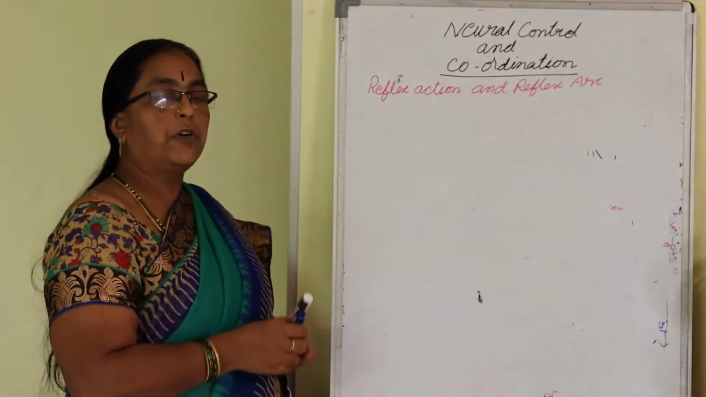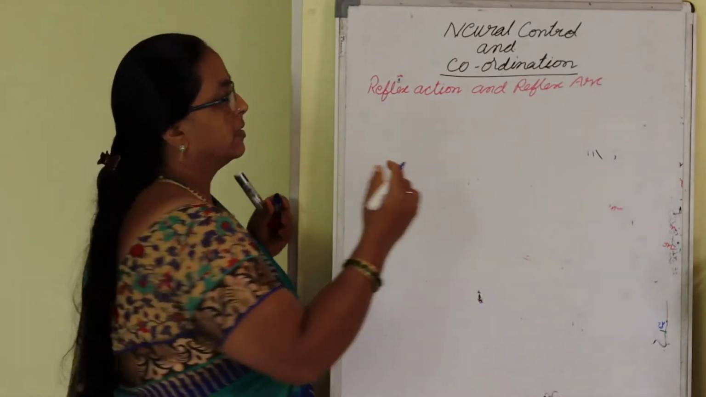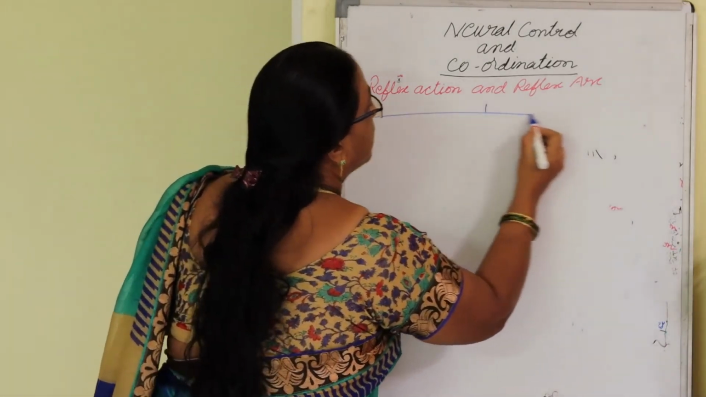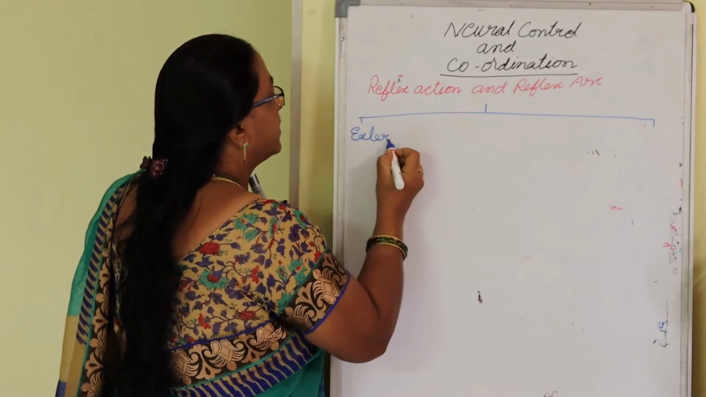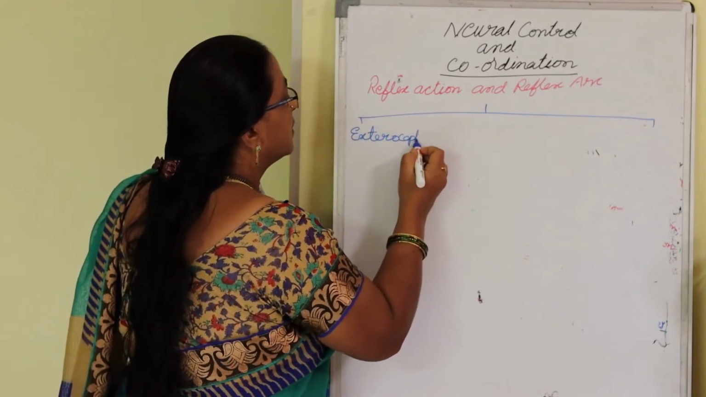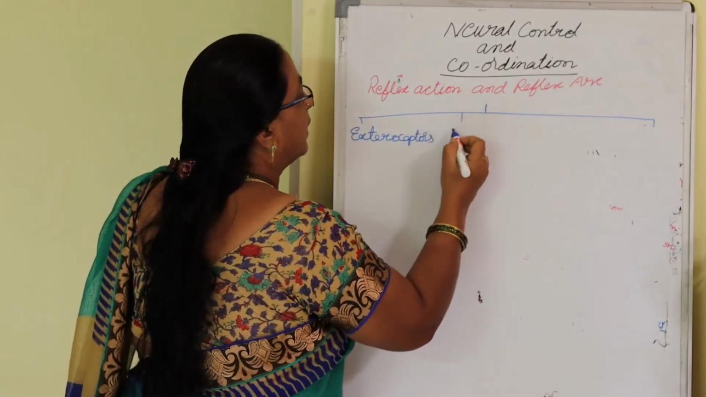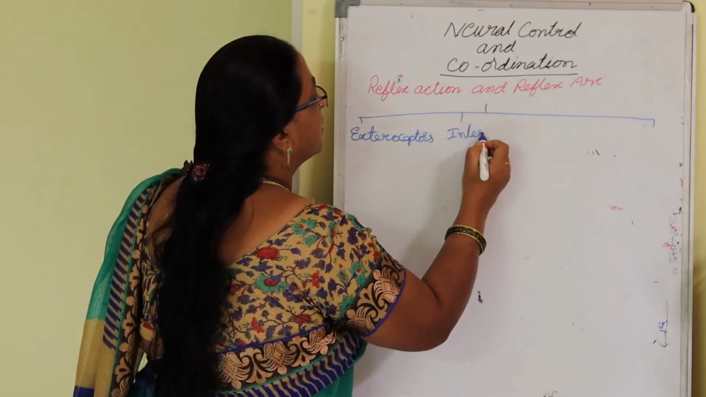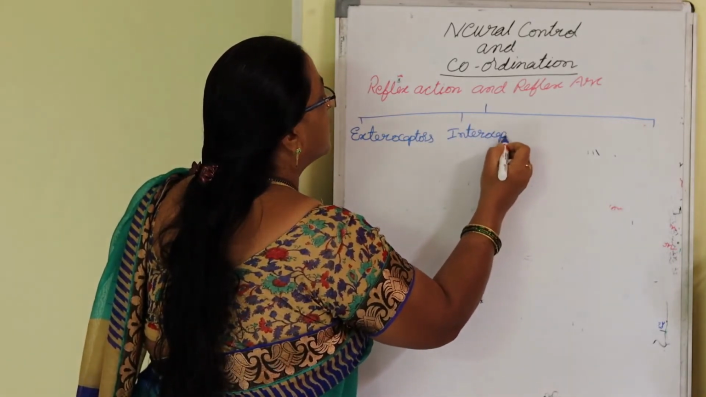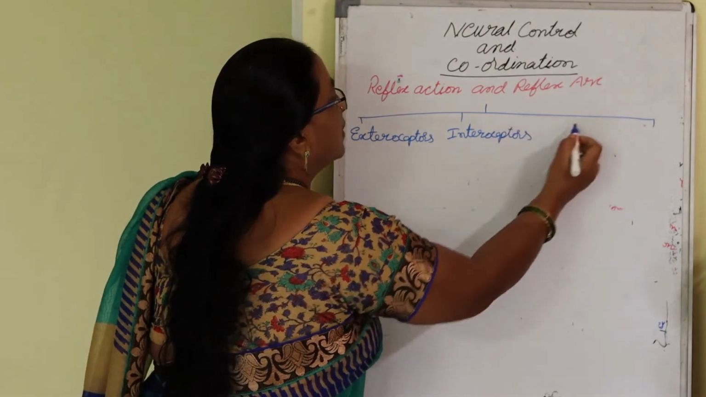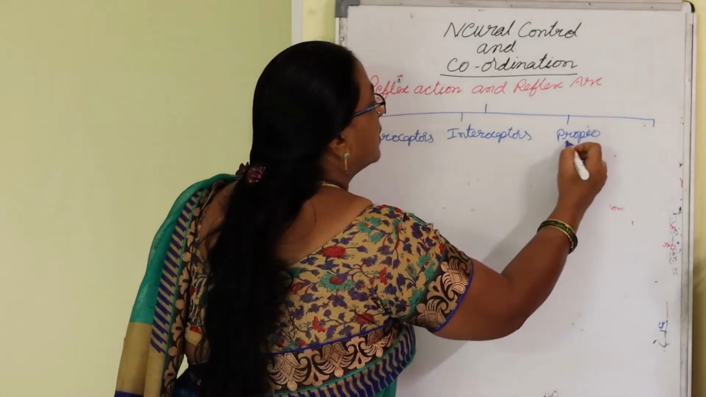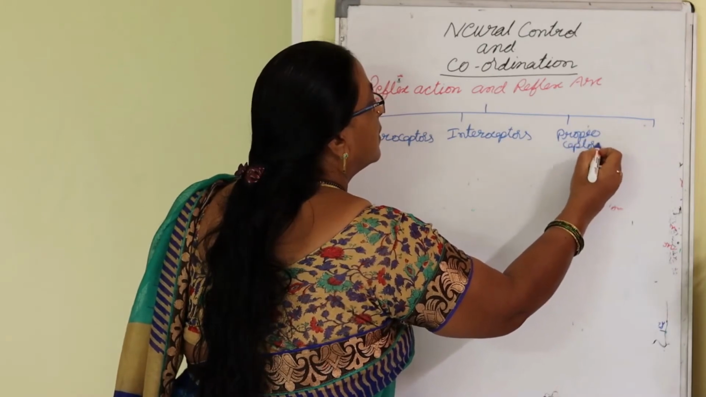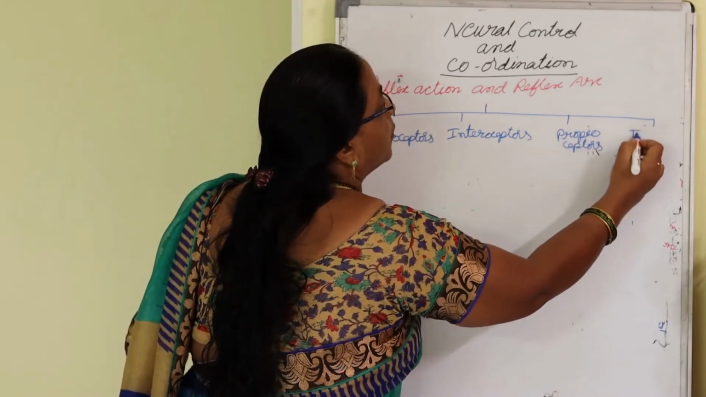There are 4 types of receptors. One is exteroceptors, interoceptors, proprioceptors, and thermoreceptors.